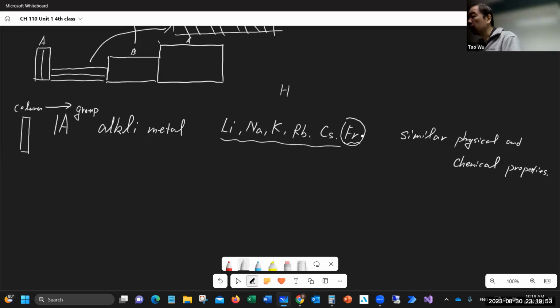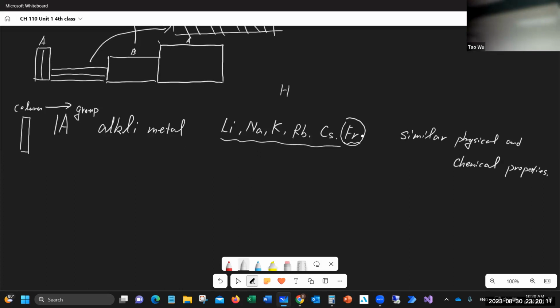Similar chemical and physical properties. For example, the 1A group, those guys are very soft. You can just use a knife to cut this, just like cutting tofu. You know what tofu is? They're very easy to cut.